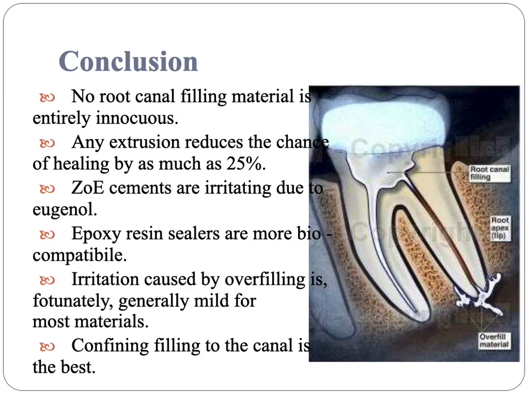So to conclude, no root canal sealing material is entirely innocuous, and any extrusion reduces the chance of healing by as much as 25%. Zinc oxide eugenol cements are known to be irritant due to the presence of the eugenol oil. Then epoxy resin sealers are more biocompatible. Irritation caused by overfilling is fortunately generally mild for most of the materials.